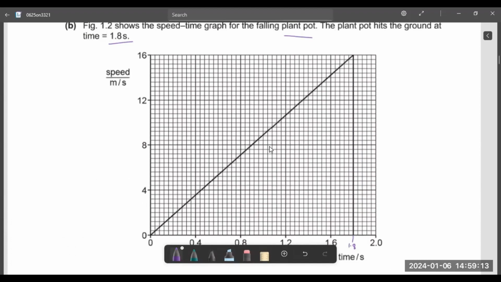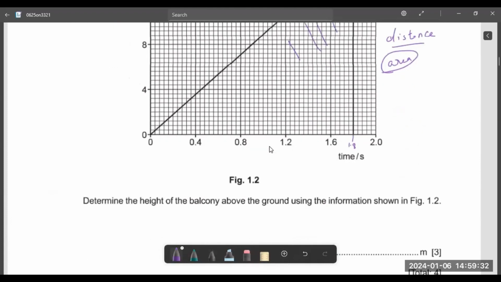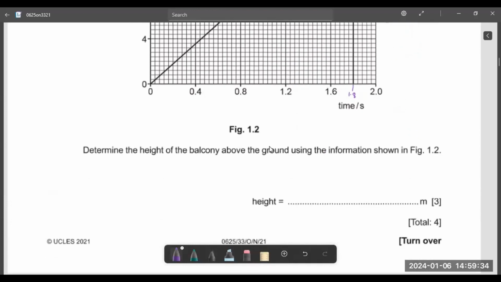So height here means the distance traveled. We need to find the height or the distance. So it is a speed time graph. We can find the distance by finding the area under the graph. So the area under this graph will give the distance. It is a triangle, so we can use the equation half base into height for finding the area. Half into B into H.